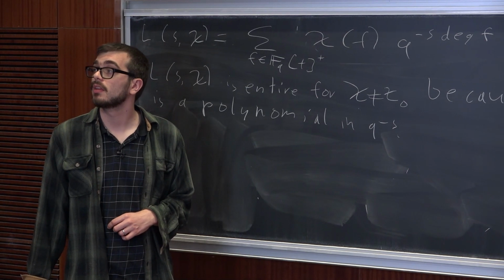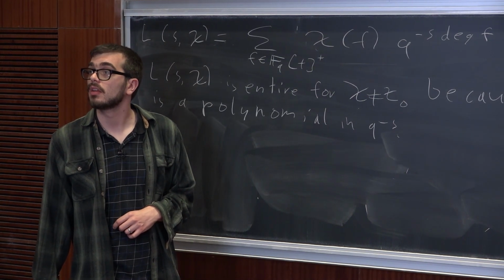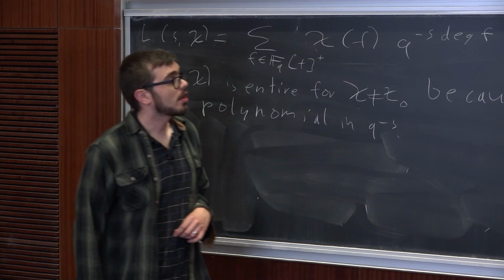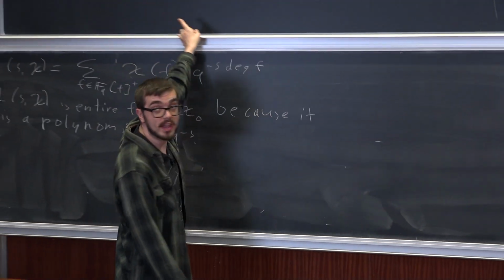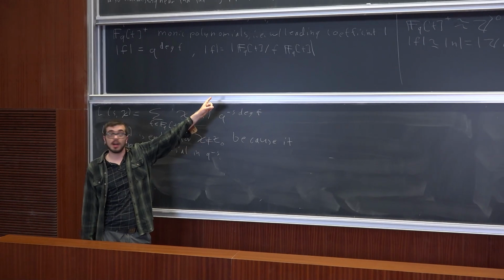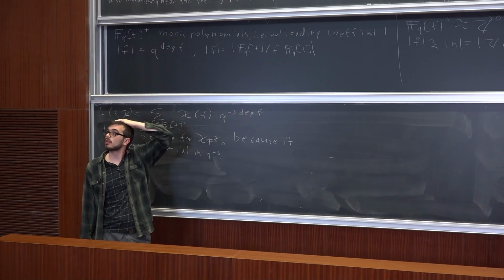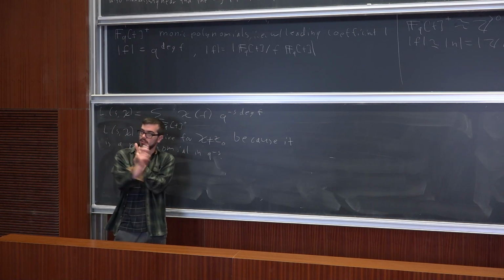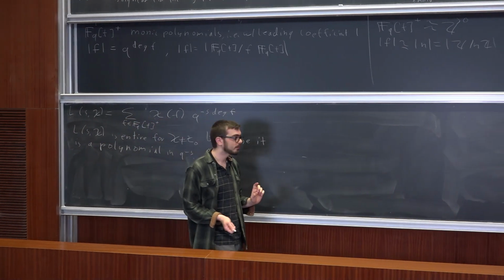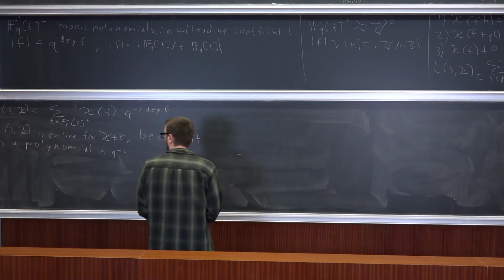Yes? I don't understand why the degrees on the power, on the exponent. So it's because I defined the absolute value of f as q raised to the degree f. Yeah, so q to the degree f to the minus s is the same thing as q to the minus s to the degree f.